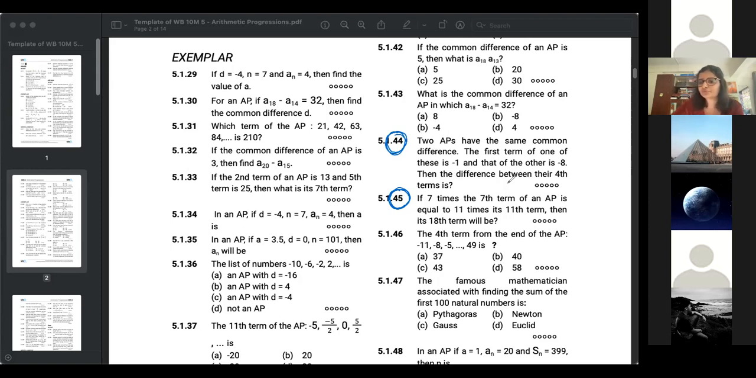Okay, Puneet has done both. 44 is correct. I'll just quickly check 45 also.